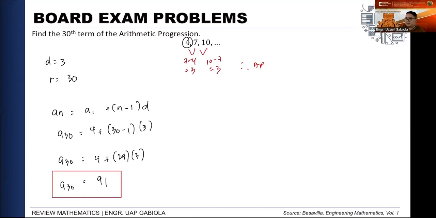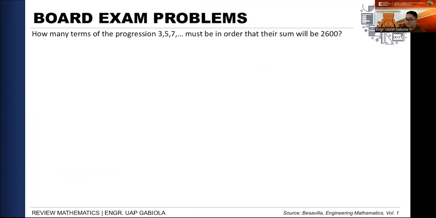Okay? Next. How many terms of the progression 3, 5, 7, must be taken in order that their sum will be 2,600? So, hinahanap kung ilan yung n natin. So, let's check muna kung arithmetic progression talaga siya. So, 5 minus 3 is equals to 2. And then 7 minus 5 is equals to 2. Therefore, siya ay arithmetic progression. Okay? And then, how many terms daw? Ilan yung n natin? If yung sum natin is 2,600.